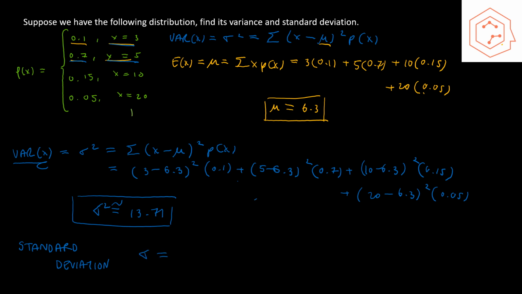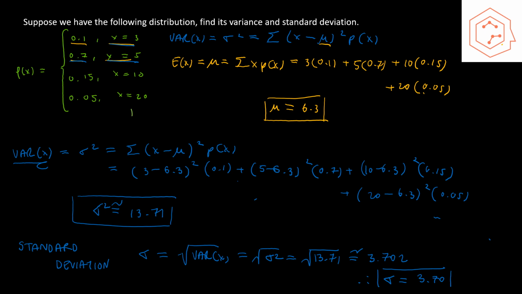So sigma is equal to the square root of the variance, which is equal to the square root of sigma squared, or the square root of 13.71. And that turns out to be around 3.702. Therefore, our standard deviation is around 3.7. And that's your final answer for this question.